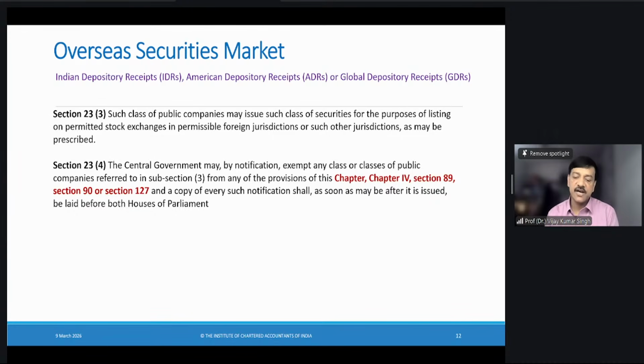So under the Companies Act 2013, they brought forward these two sections, Section 23 subclause 3 and Section 23 subclause 4, which deal with the overseas securities market. Such class of public companies may issue such class of securities for the purposes of listing on permitted stock exchanges in permissible foreign jurisdictions, or such other jurisdictions as may be prescribed. So you can see there are a lot of permissions required.